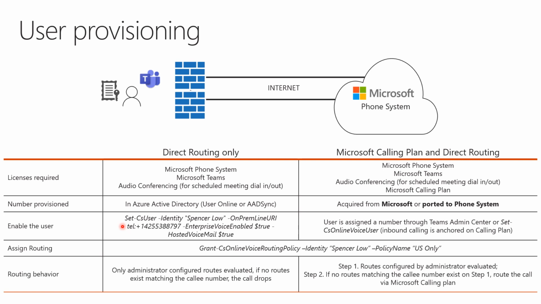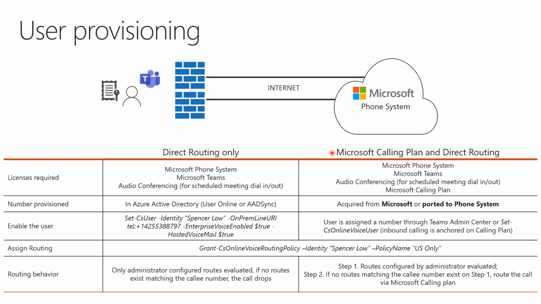Remember a couple slides ago, we configured all of that voice routing, but the last piece for that user now is we have to assign the voice routing policy to them. And we do that through this Grant-CsOnlineVoiceRoutingPolicy commandlet. That's my user, and there's the policy that I would like to assign to that user. Now in this case, in the first column, remember from a routing behavior perspective, only the routes that I've configured through this voice routing policy are evaluated. So if there's no route that matches, the user can't make a phone call. And because they're only provisioned for direct routing, that's their only way to make the call. If the route's not there, the call drops.